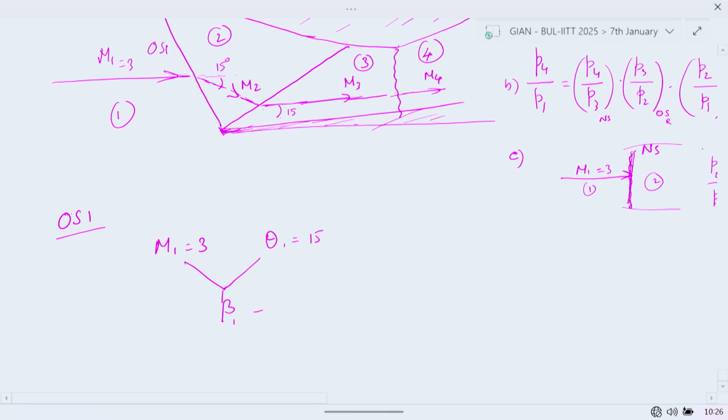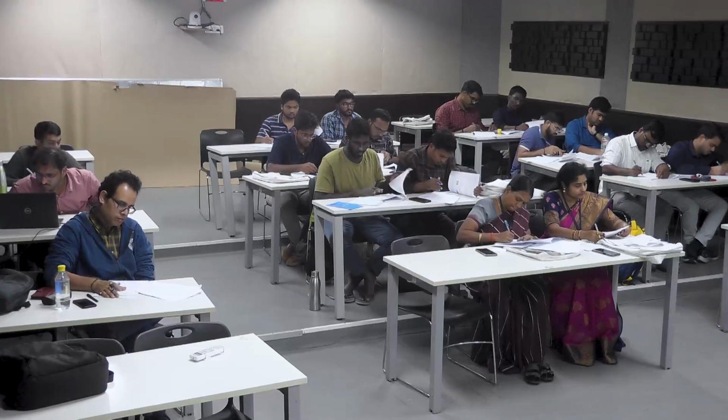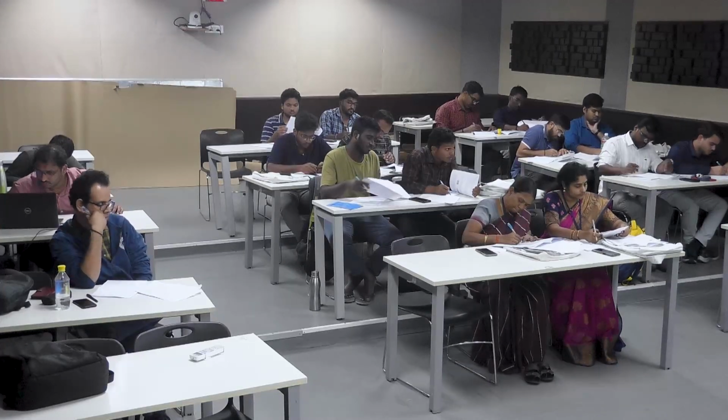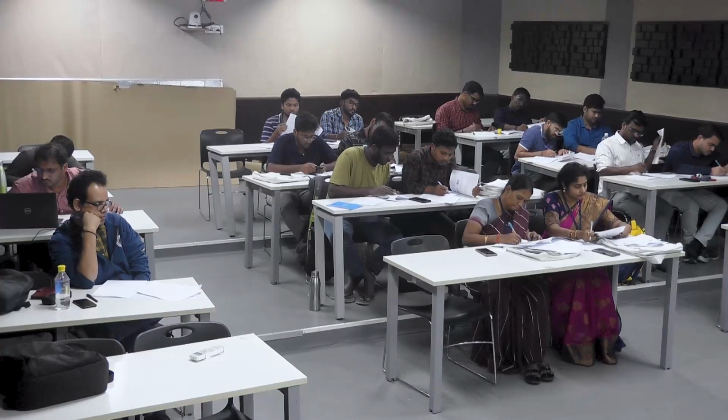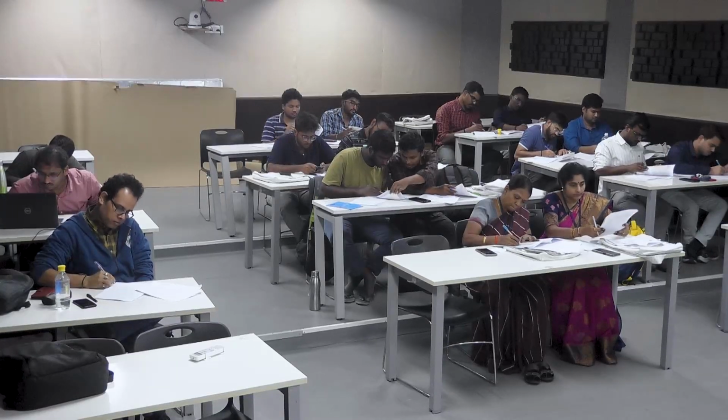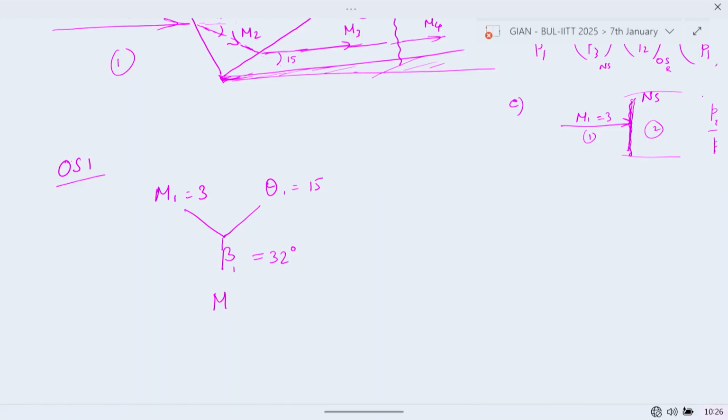What's the value for beta 1 you have? 30? 32 degrees. You have this oblique shock wave angle. M1n is equal to M1 sine beta. Anybody calculate the value for M1n?